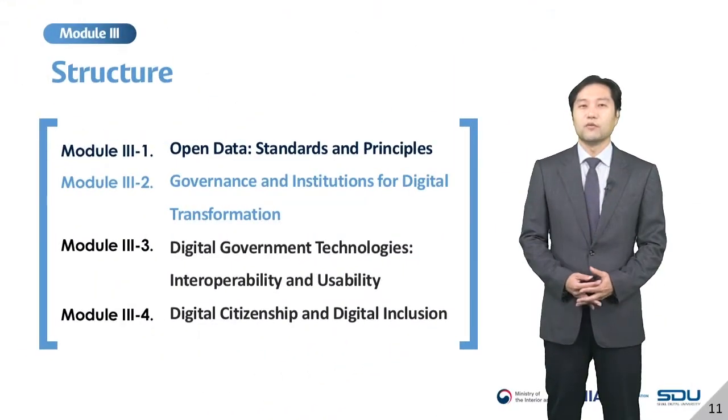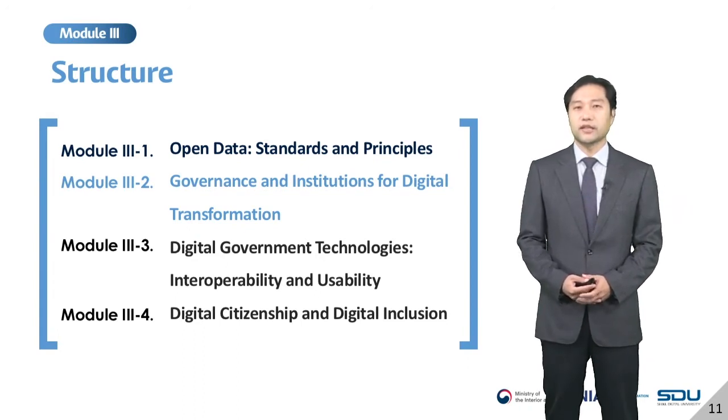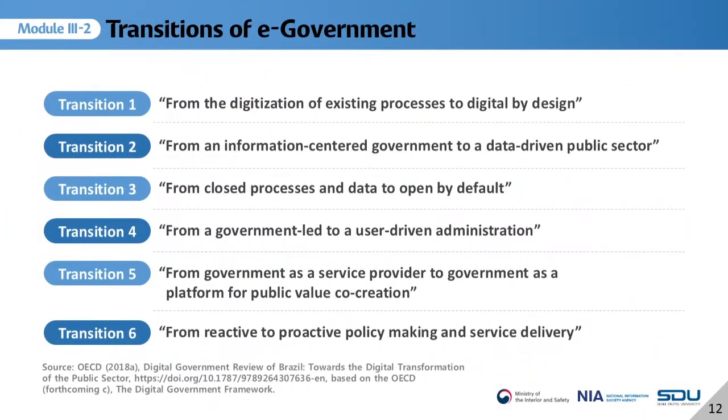The second topic of Module 3 is titled Governance and Institutions for Digital Transformation. This topic is about the governance system and also the institutional system of digital transformation. We will discuss these issues. The second topic of Module 3 is Governance and Institutions for Digital Transformation.